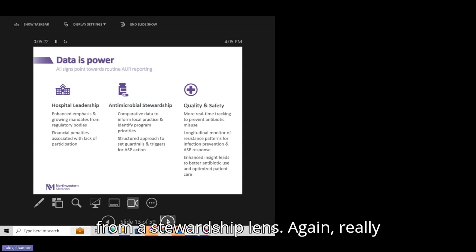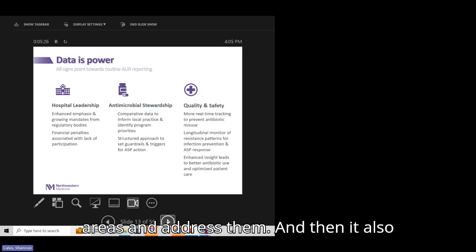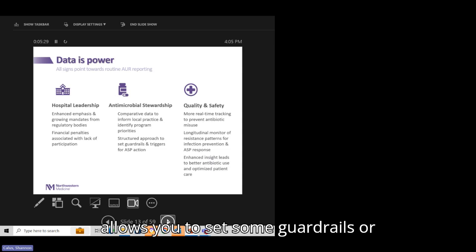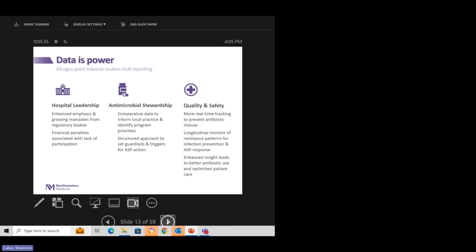From a stewardship lens, again, it's really the ability to identify those problem areas and address them. It also allows you to set some guardrails or triggers for intervention. So we can talk about both the SAR, which we'll get into in a bit, and then the percentile ranks, to compare to other sites or compare units within your institution to say, hey, this is an outlier, maybe we need an intervention to target that.